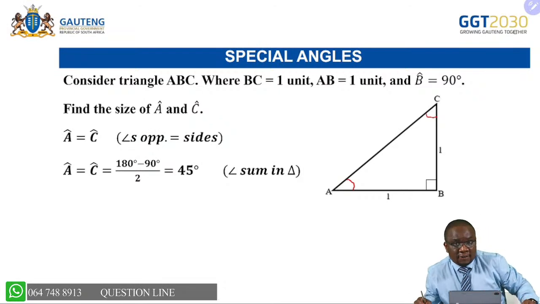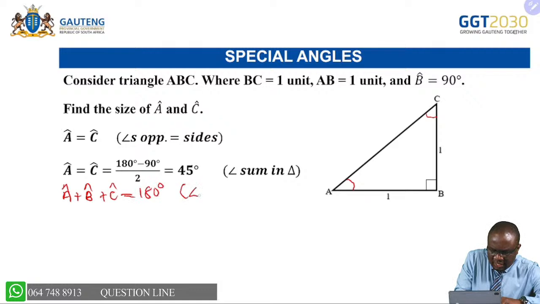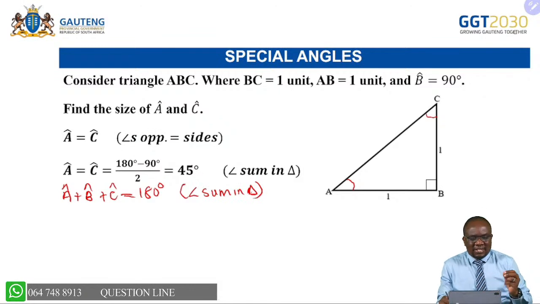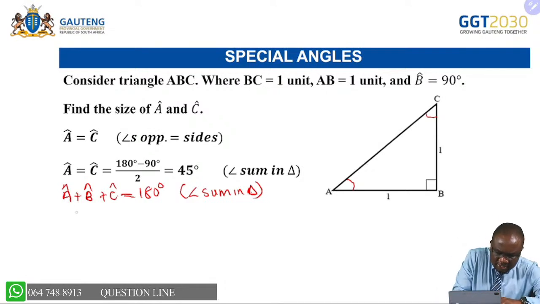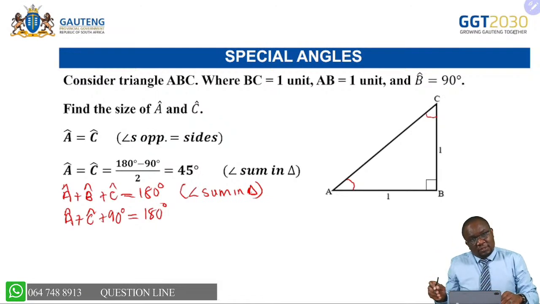I think this one I moved a bit fast. Let me show you nicely. We'll say angle A plus angle B plus angle C is equal to 180 degrees because of the angle sum in a triangle. And then we know that angle A is equal to angle C, and B is given. B is 90 degrees. So now we can say angle A plus angle C, let me put A and C next to each other, plus 90 degrees equals 180 degrees. Do you see that? B is given, it is 90 degrees, and then we can transpose it.